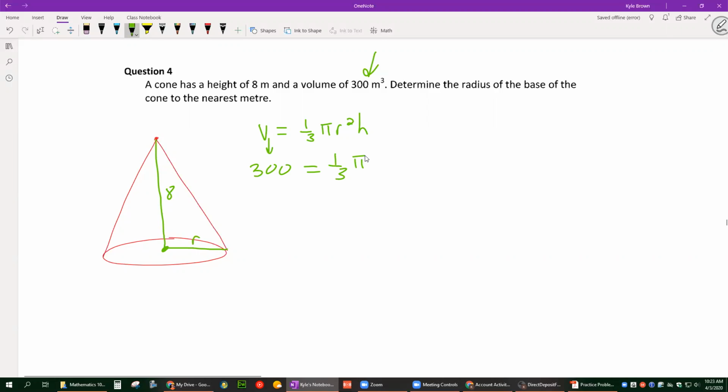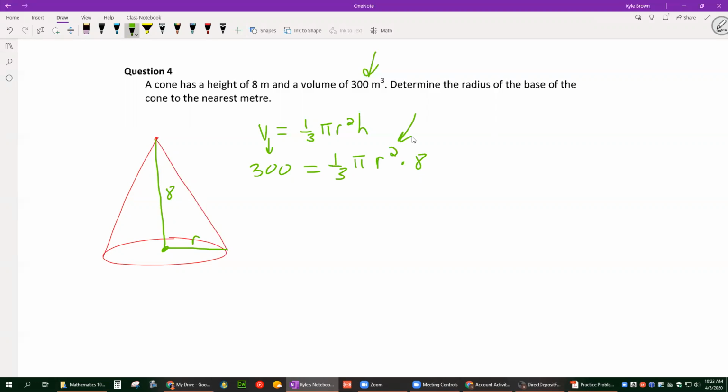and then pi, and then we're looking for r, so I'm going to leave that for a second as r squared. And then I know my height. They told me that was 8. So that was 8, and now we're after the radius. So just a little bit of algebra, not too bad though.